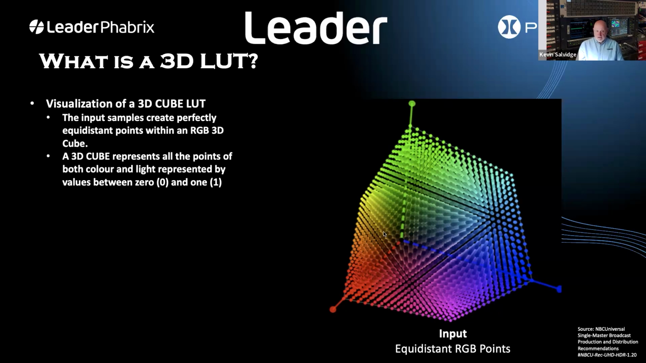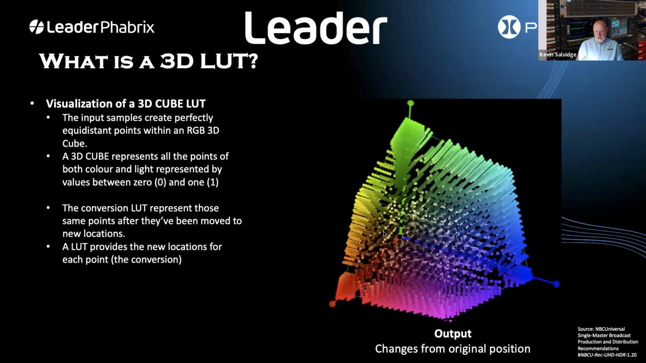And that 3D cube represents all the points of both the color and light, represented by the values from 0 to 1. And then when the LUT is applied, the conversion represents those same points after they've been moved to their new location. And the LUT provides these new locations for each point of the conversion. Yes, and just keep note of some of the gaps that end up appearing that we're going to have to do something about when we move those color points to a new location.